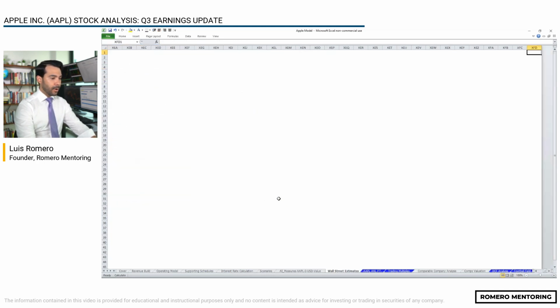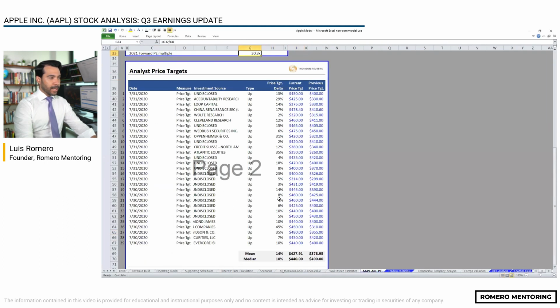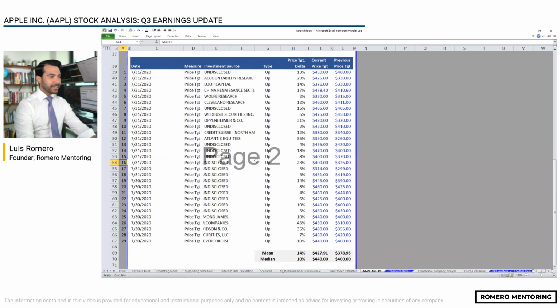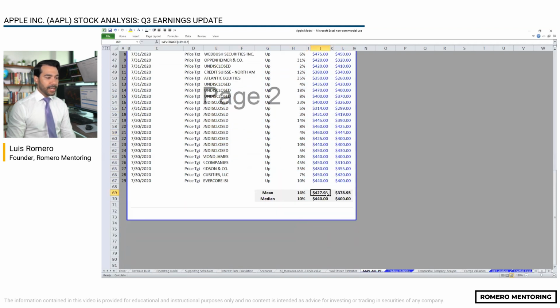Here we have our Wall Street estimates. Now, this is all the analysts that reported their new price targets on Apple right after they reported earnings on July 30th and also the next day, the 31st. You can see a lot of different analysts here with different price targets, but if we take the average and the median, you can see that the average price target now on the street is $427.